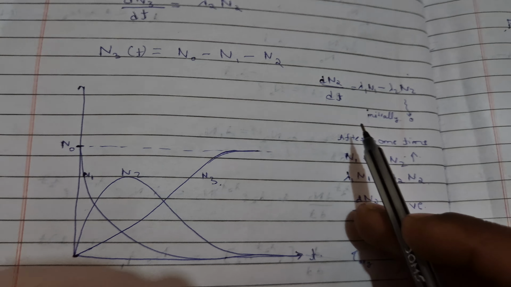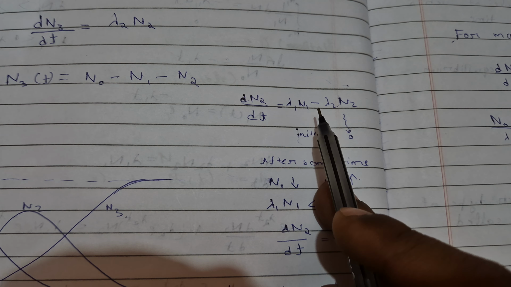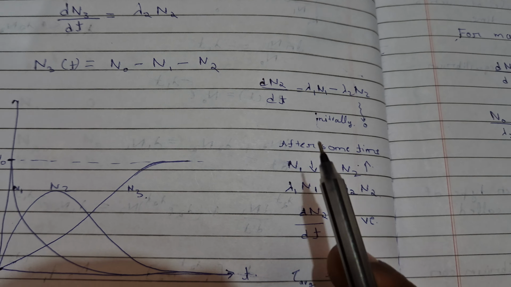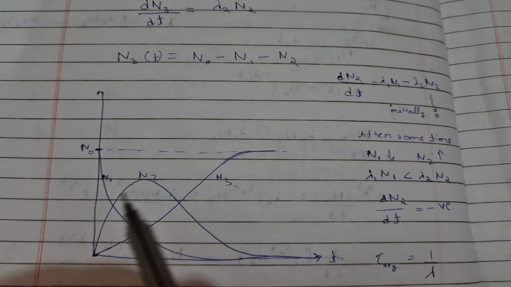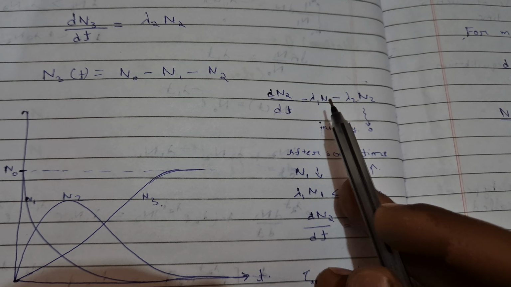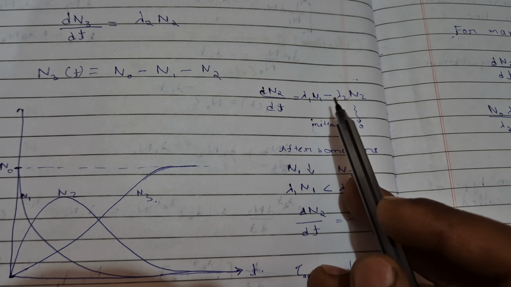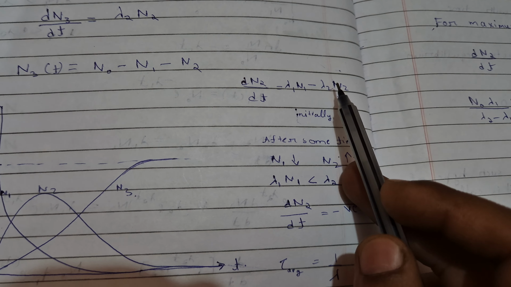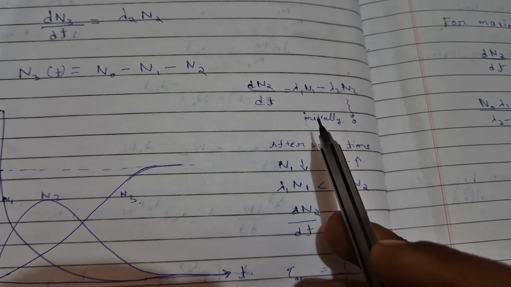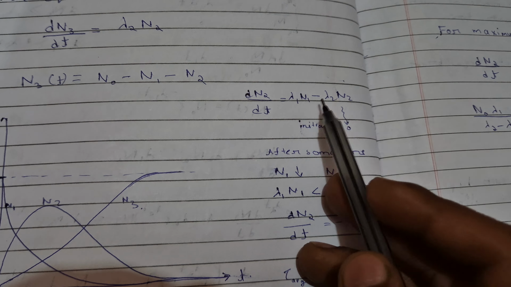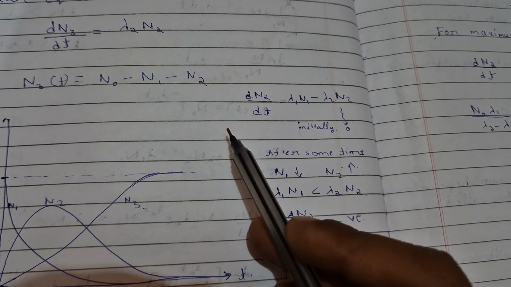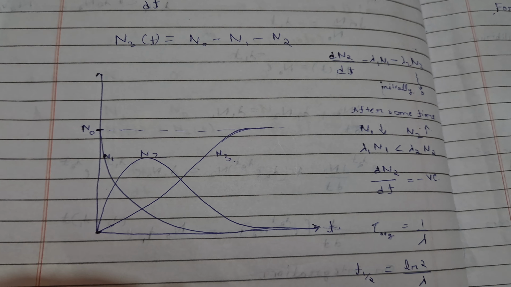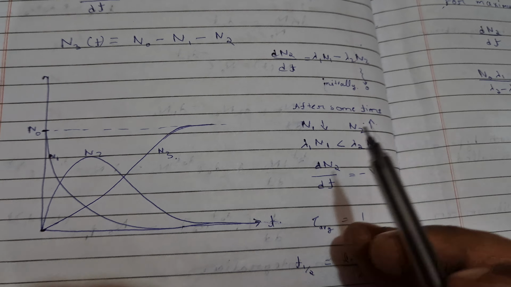But for n2 we have this equation: dn2 by dt equals lambda 1 n1 minus lambda 2 n2. So there is an increasing factor and a decreasing factor. Initially n1 is greater and n2 is smaller, but with time n1 is decreasing and n2 is increasing. So this whole thing is initially positive, but at some point it will become negative. This is the slope. First it will be positive and some time after that it will be negative, so at some point the slope will be 0. So this graph must go like this. That's why we are getting this graph. Now this equation gives us this, and you can understand.